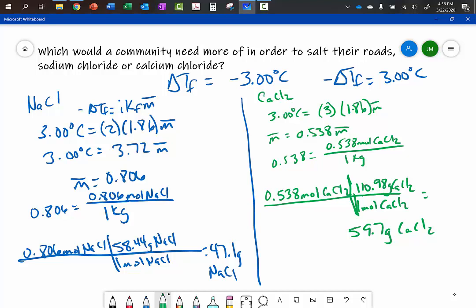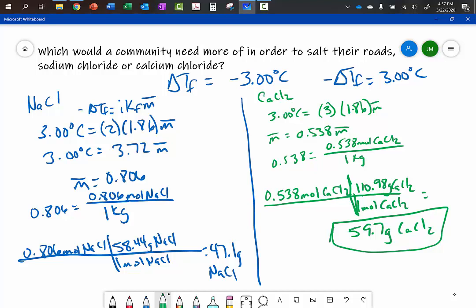So in this problem, it's asking which one I need more of in order to salt the roads. So which one is more? Well, clearly I would need more calcium chloride. So if I was a municipality and I was trying to figure out the least amount of salt that I would need, I'm going to stick to sodium chloride. It's going to require a lesser amount and it's going to have the same effect as my calcium chloride.